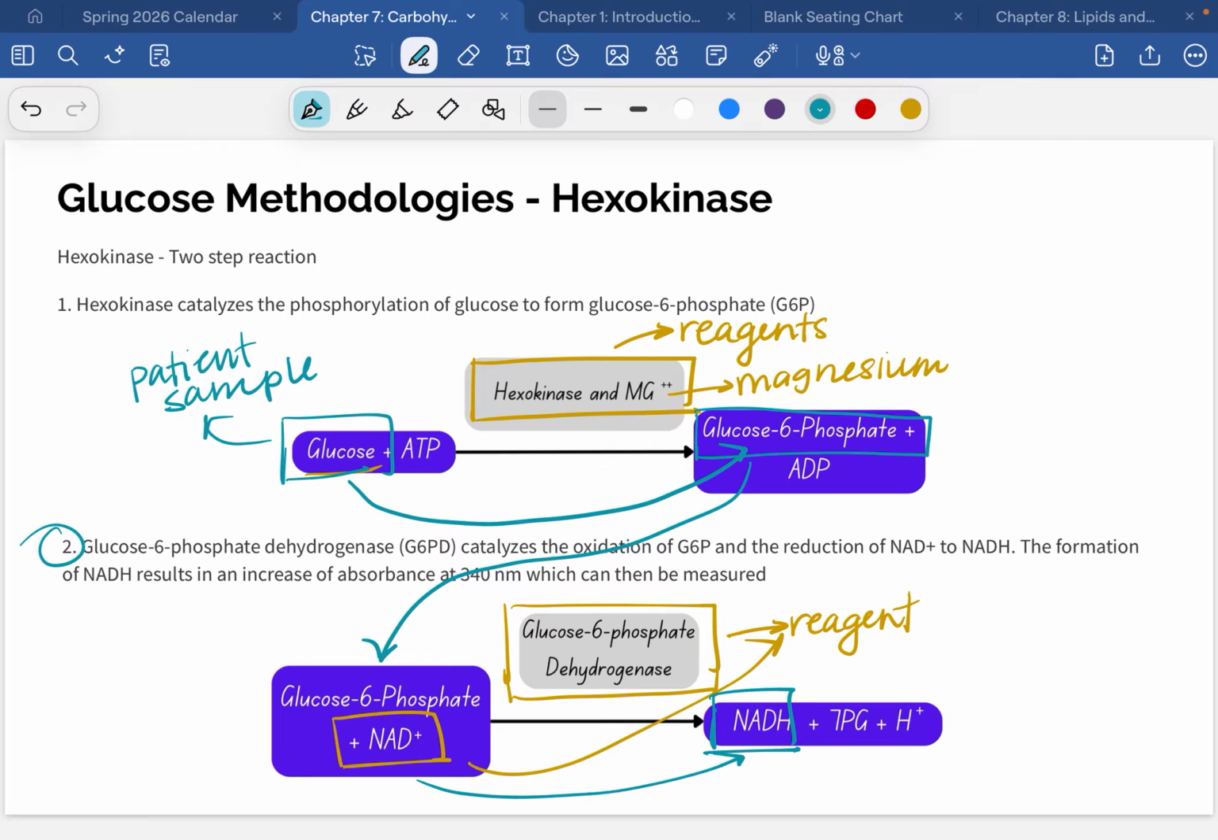And this is where the indicator comes in, because this NADH results in a change of absorbance. So when NAD turns into NADH, it causes an increase in absorbance at a specific wavelength. You don't have to memorize the wavelength that's written there. But a change in absorbance can be measured by a spectrophotometer.